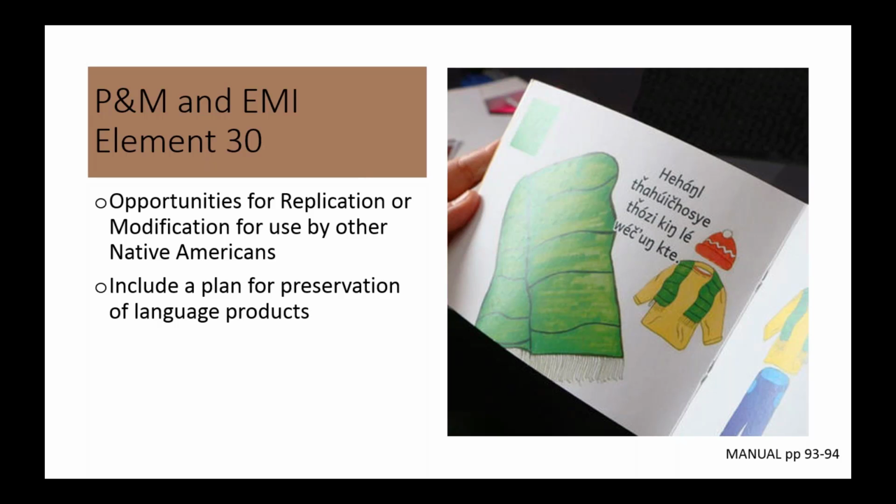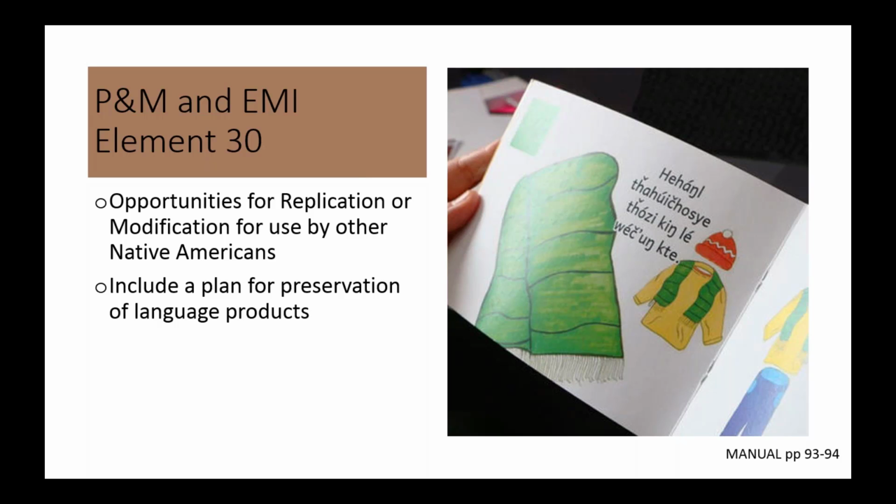Alrighty, so under readiness and implementation strategy, there are additional elements for preservation and maintenance in the Esther Martinez, and they're numbered 30 in those FOAs. What this one wants you to do is give your development plan for materials produced by the project. So whether it's like a book that we show in the picture, or whether you're developing a curriculum, ANA wants to know how your products can be shared with other Native American tribes or groups or organizations.